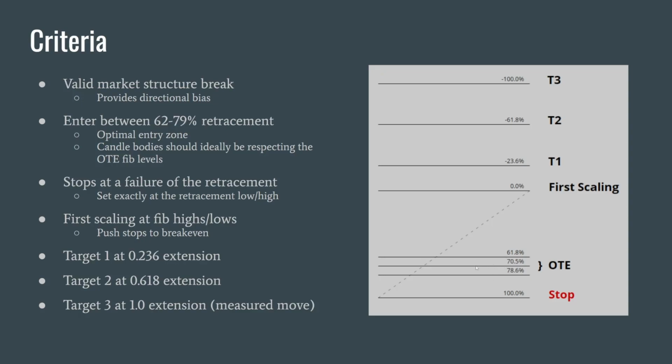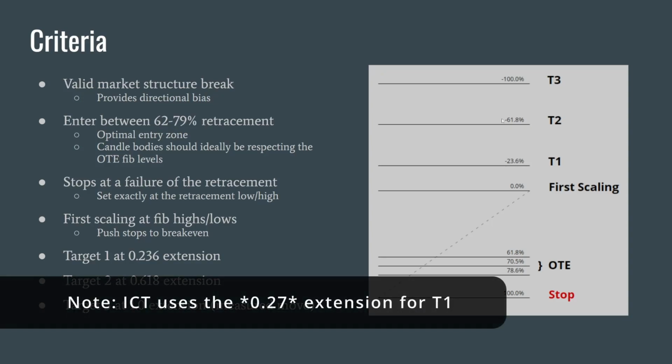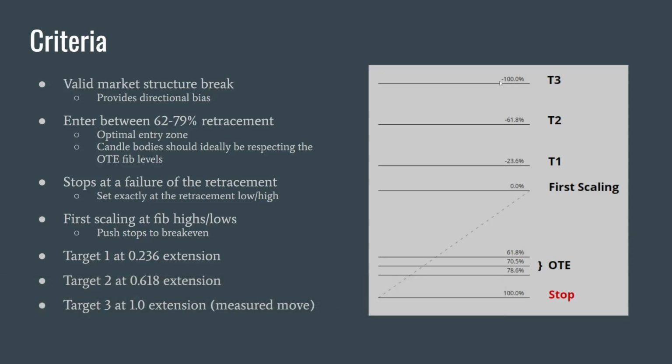If you do manage to enter somewhere in the middle of this optimal trade entry, then inherently your trade is already going to be at a 2-to-1 risk to reward ratio if you just target the top of the retracement high. If you want to go for more targets, ICT has recommended in his videos that your first scaling be at the highs and then you want to hang on to more. So you can see some targets at the 23.6% extension, 61.8, and 100%, which is essentially a measured move of the prior retracement. After you take profits at your first scaling, you can go ahead and push stops to break even.